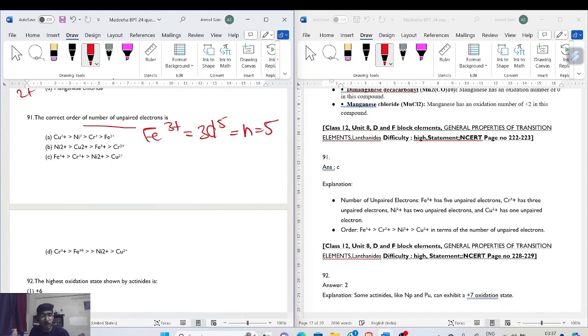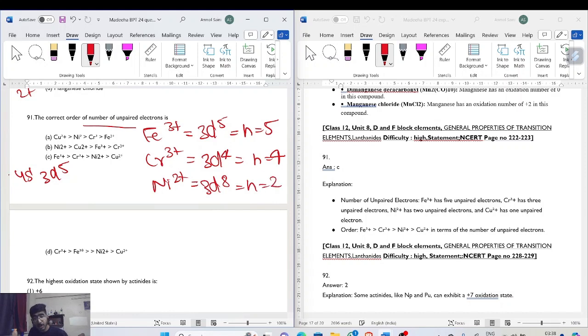Now for chromium 3 positive, the electronic configuration of chromium is 4s1 3d5. When we remove 3 electrons, the configuration will become 3d3, meaning the number of unpaired electrons will be 3. Now for Ni2 positive, we have 4s2 3d8. When we remove 2 electrons it will remain 3d8, so the number of unpaired electrons will be 2.